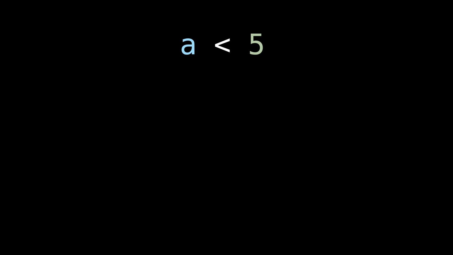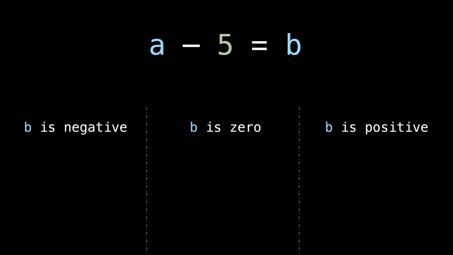Now think about this. Whenever we want to compare two numbers, what we're really doing is performing a subtraction. The difference between a and 5 is a third number we'll refer to as b. There are only 3 possibilities for this number. If b is negative, it means a is lower than 5. If b is 0, it means a and 5 are equal. If b is positive, it means a is greater than 5.